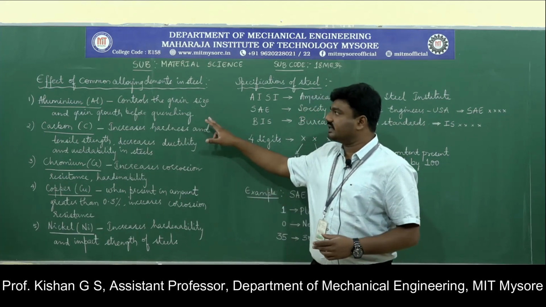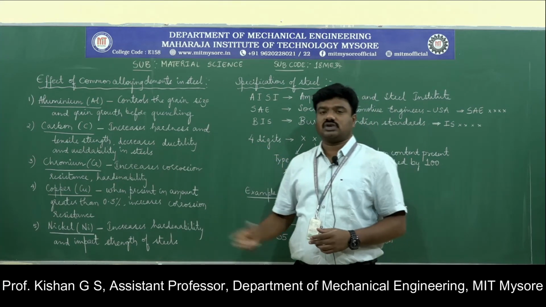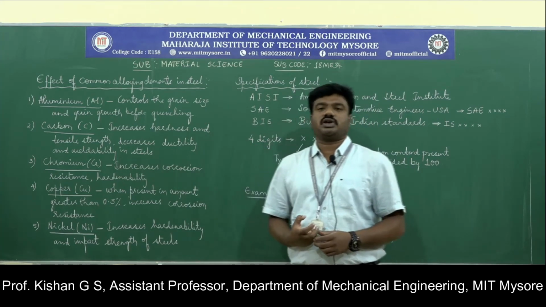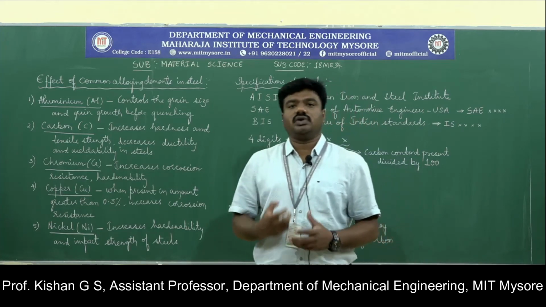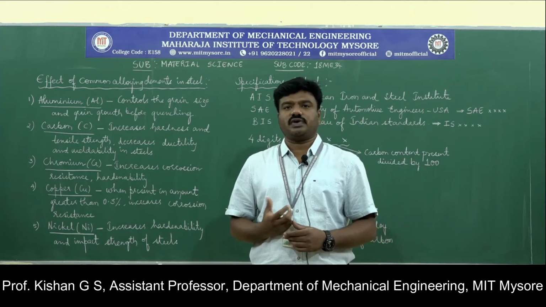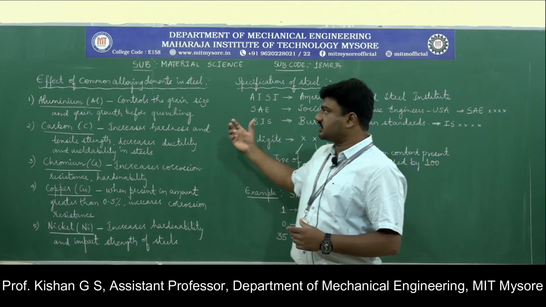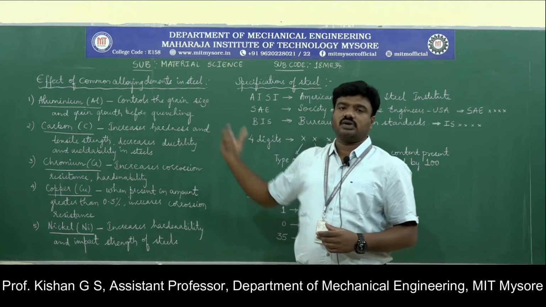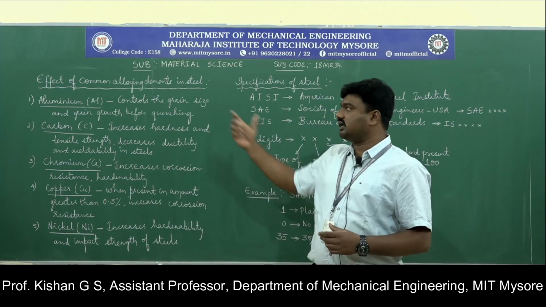Aluminum controls the grain size and grain growth before quenching. Quenching is the sudden cooling process to which the component is subjected during processing or manufacturing. So before quenching, if aluminum is added, that aluminum results in controlling the grain size and grain growth.